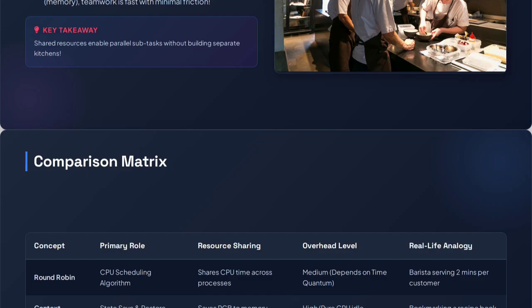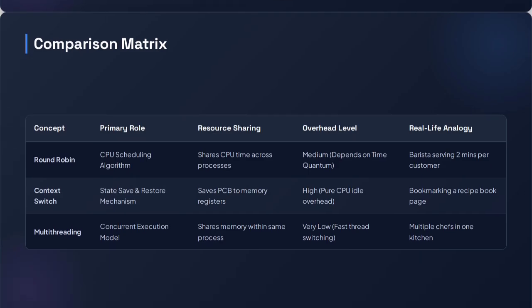Then again, a comparison matrix. Round robin: the primary role is CPU scheduling algorithm, resource sharing, sharing CPU time, with medium overhead and dependency on quantum, and a real life example of the barista serving customers. Then context switching and multi-threading.